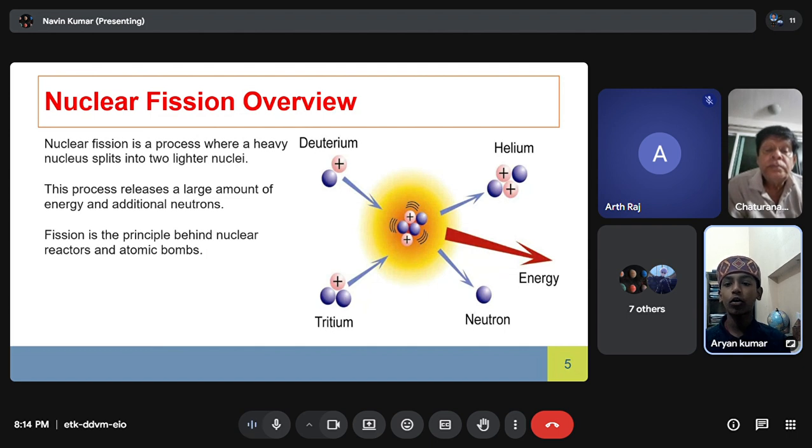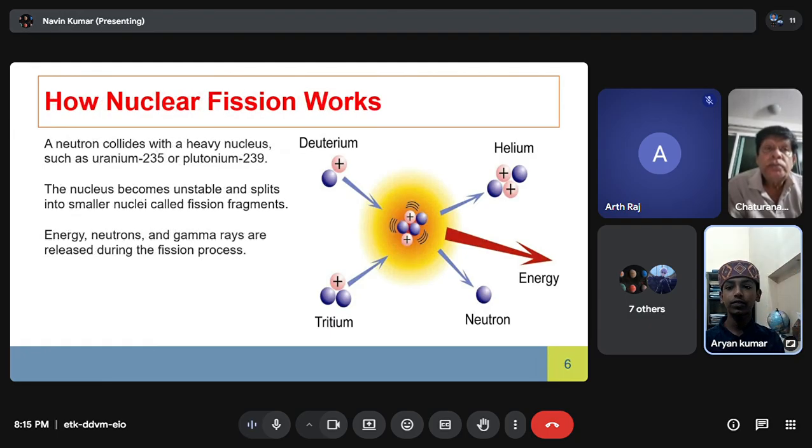It is the process where a heavy nucleus absorbs another particle like a neutron and it becomes way too heavy, and then it breaks down into two lighter nuclei. That happens because there are way too many charges, way too many protons, in that space. That is why it splits into two.